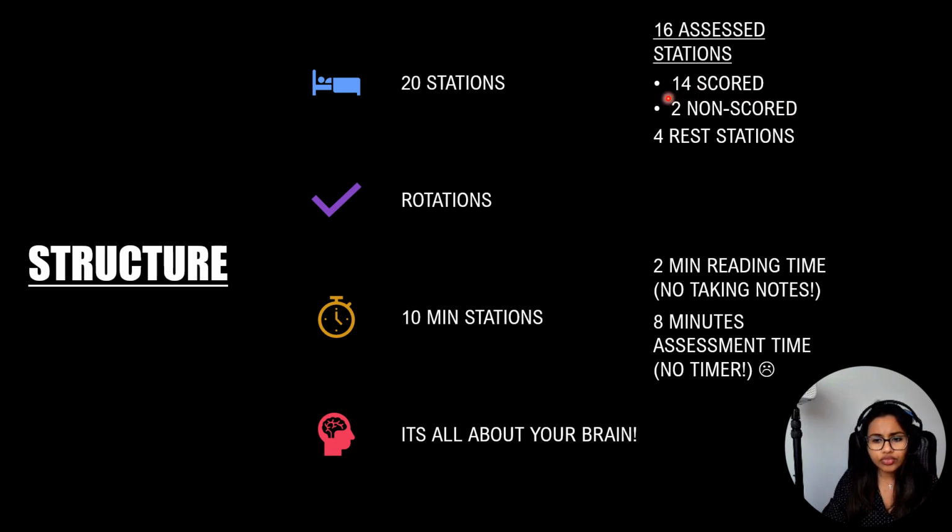So although 16 questions are assessed, 2 of the questions are not scored. So your final mark, whether you pass or not, is out of 14, right? That's the 20 stations that you have: 16 assessed and 4 rest stations, of which 14 are scored, and 2 are non-scored or pilot questions. Now, as I mentioned, you will be rotated from one station to another during your examination.